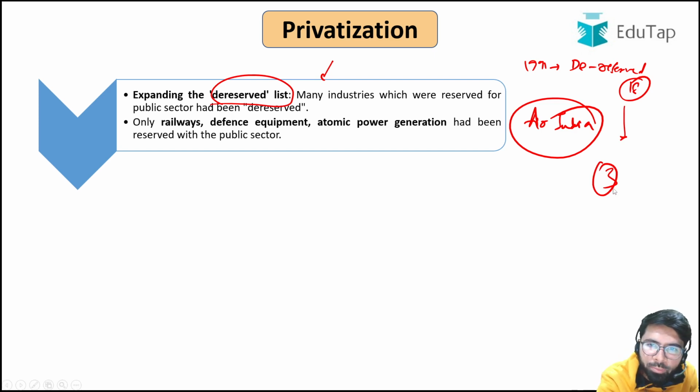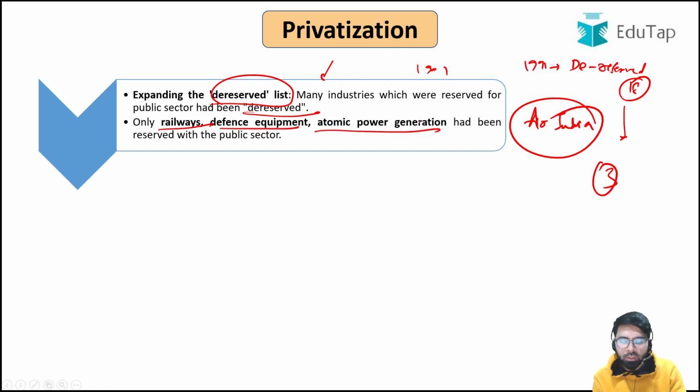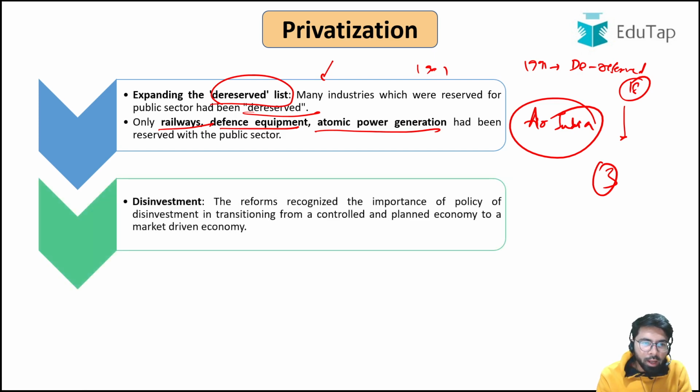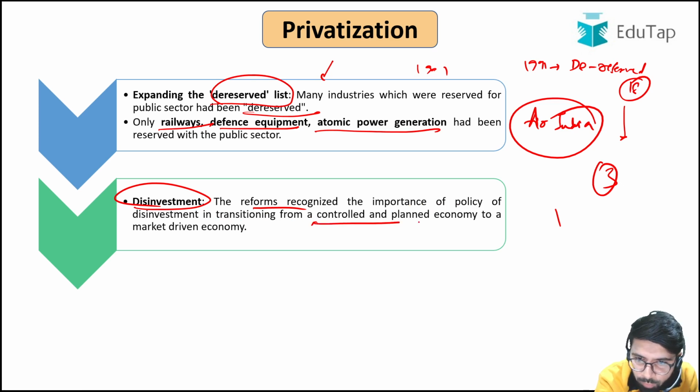But so as a part of the 1991 LPG reforms, see, the many industries which were reserved for public sectors had been de-reserved. And if you look at today, only the railways, defense equipment and the atomic power generation are completely reserved with the public sector. And apart from that, so what exactly is disinvestment? The reforms recognize the importance of the policy of disinvestment from transitioning from a controlled and planned economy to a market driven economy.